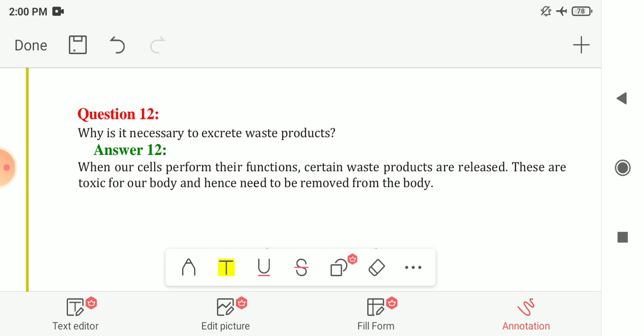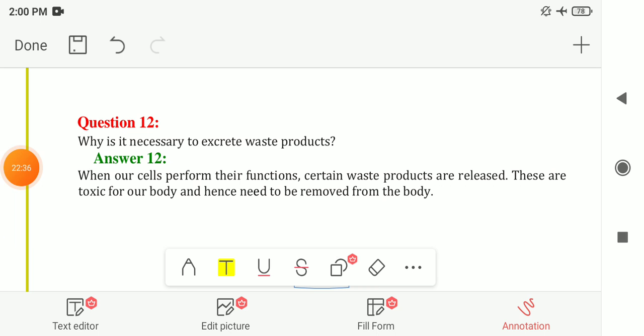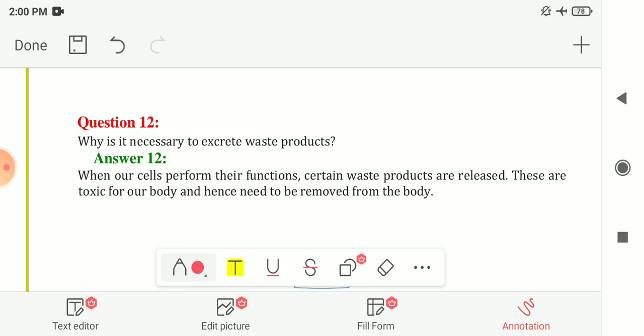Next question is question number 12. Why is it necessary to excrete waste products? Why are we excreting the waste products? When our cells perform their functions, certain waste products are released, and these are toxic for our body, hence they need to be removed from the body.